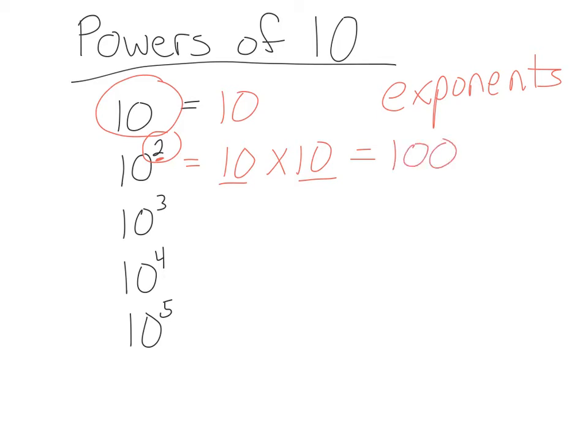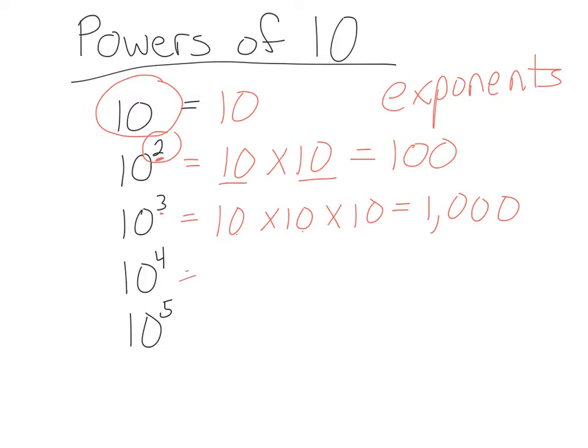Next we have 10 to the third power, so we need 3 10s. So we would do 10 times 10 times 10. Can you guess what that is? If you said 1,000, you are right. Good job. Because 10 times 10 is 100, and 100 times 10 is 1,000.